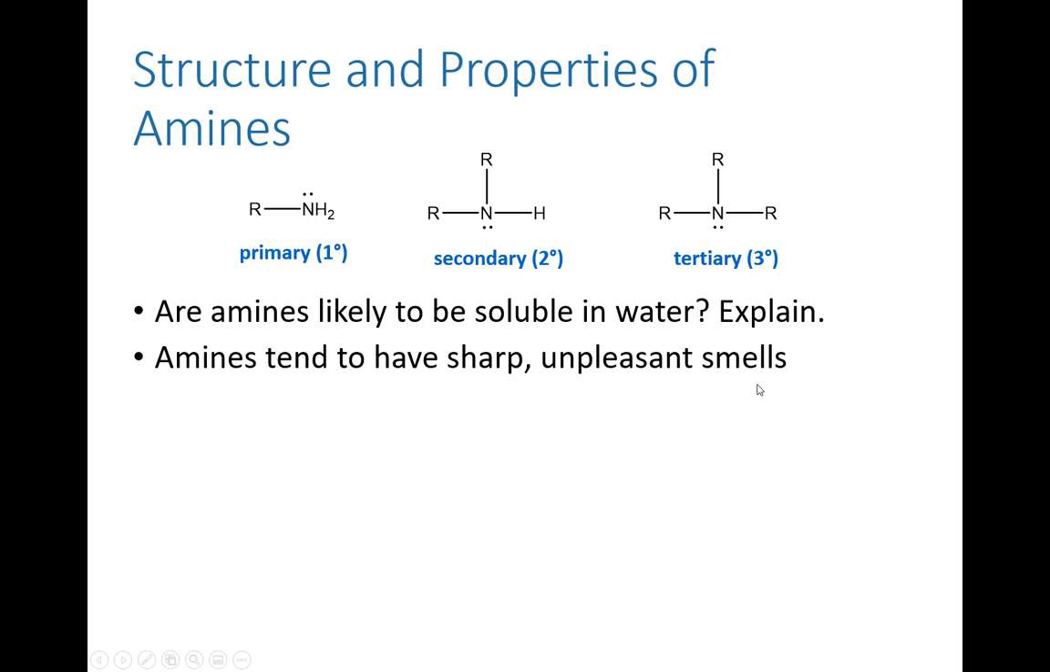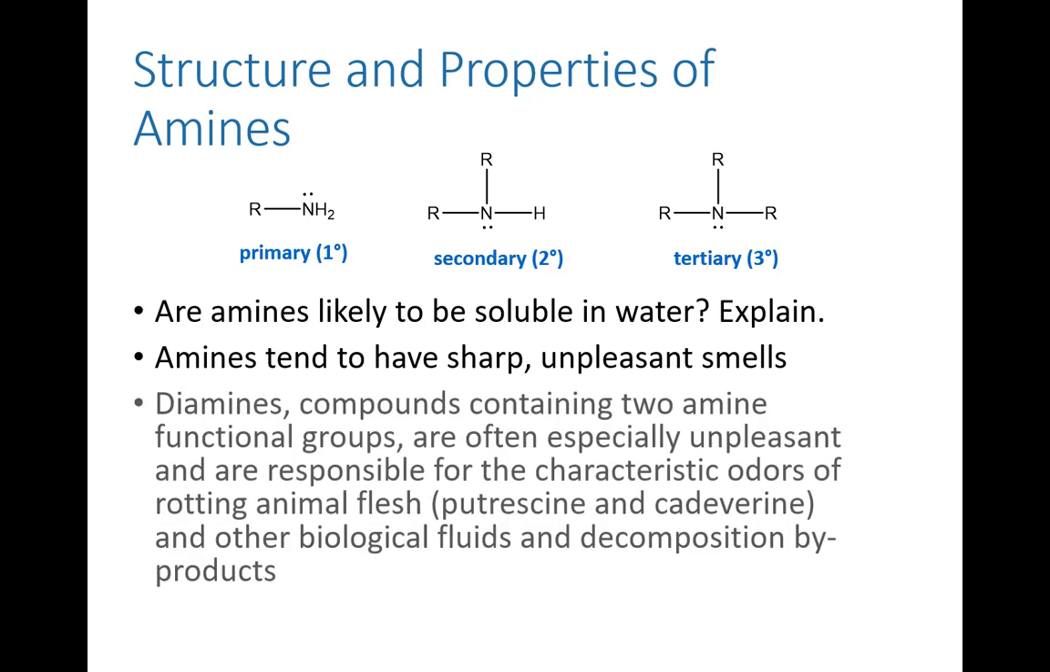Amines tend to be among the most unpleasant of all of the functional groups in terms of smells, and generally are very unpleasant to work with in many circumstances. To give you some extreme examples, some diamines, those would be compounds that have two NH2 groups, are known for very unpleasant smells, and these include, for example, the smells of rotting animal flesh, including especially fish flesh, and those would be putrescine and the very aptly named cadaverine.